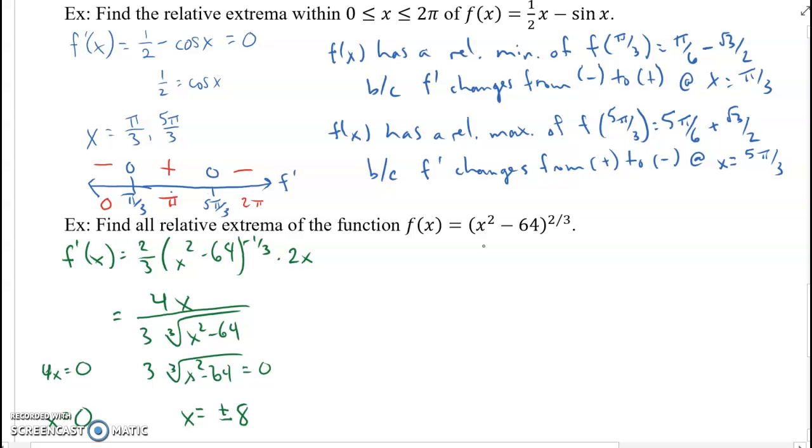But it is not differentiable over all real numbers. But that doesn't mean anything about these values. We still want to include those. We want to make sure that we are considering all of our critical numbers. So both the numerator and the denominator are set equal to 0.